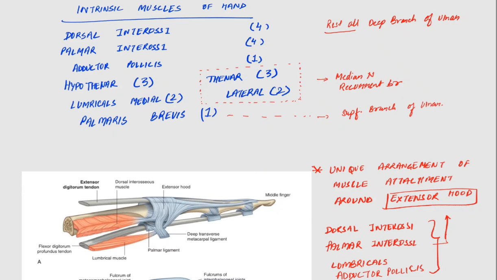So let's begin. There are 4 dorsal interossei, 4 palmar interossei, 1 adductor pollicis, 3 hypothenar, 3 thenar muscles, 4 lumbricals and 1 Palmaris Brevis. Overall 20 muscles. All are supplied by deep branches of the ulnar nerve except 3 thenar muscles and 2 lateral lumbricals, which are supplied by the recurrent branch of the median nerve, and 1 Palmaris Brevis which is supplied by the superficial branch of the ulnar nerve.